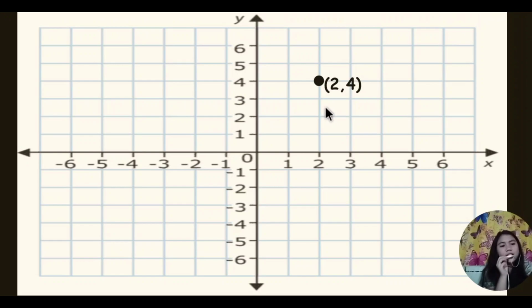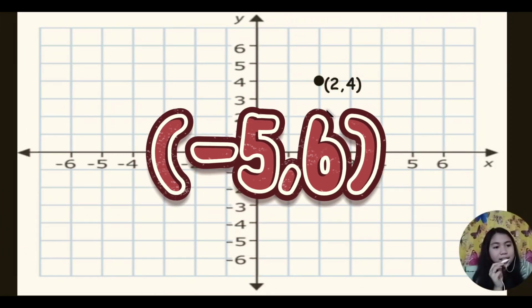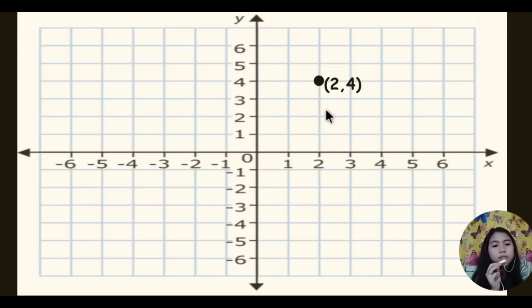Our given number 2 is negative 5 and positive 6. So, since the signs are negative and positive, we go to quadrant 2. This is our quadrant 2. We always start on our horizontal line. We count 5 since our first given is negative 5.